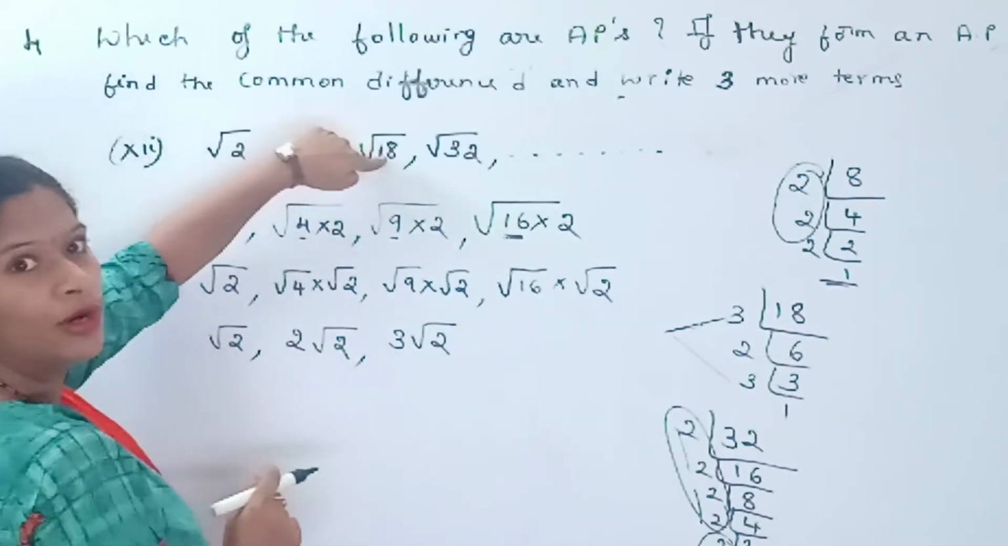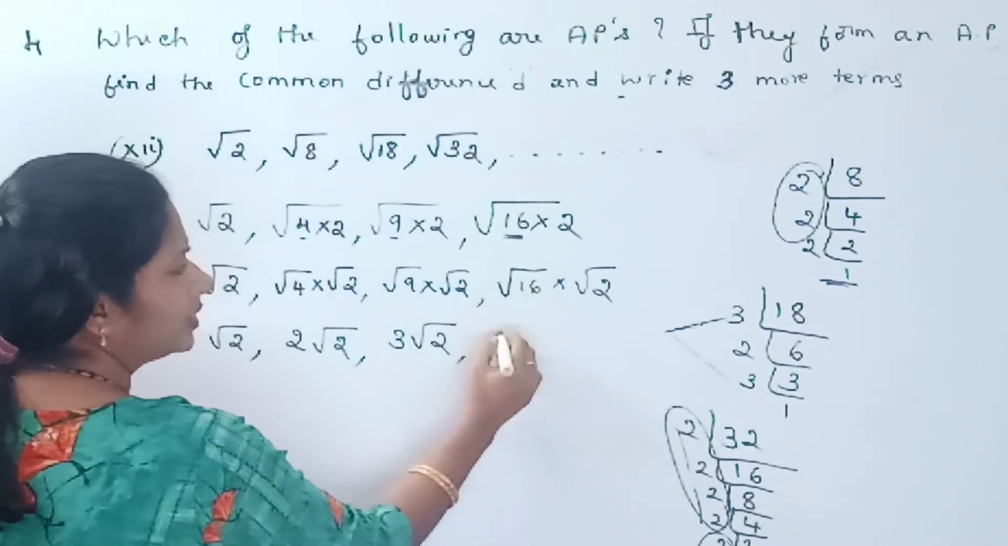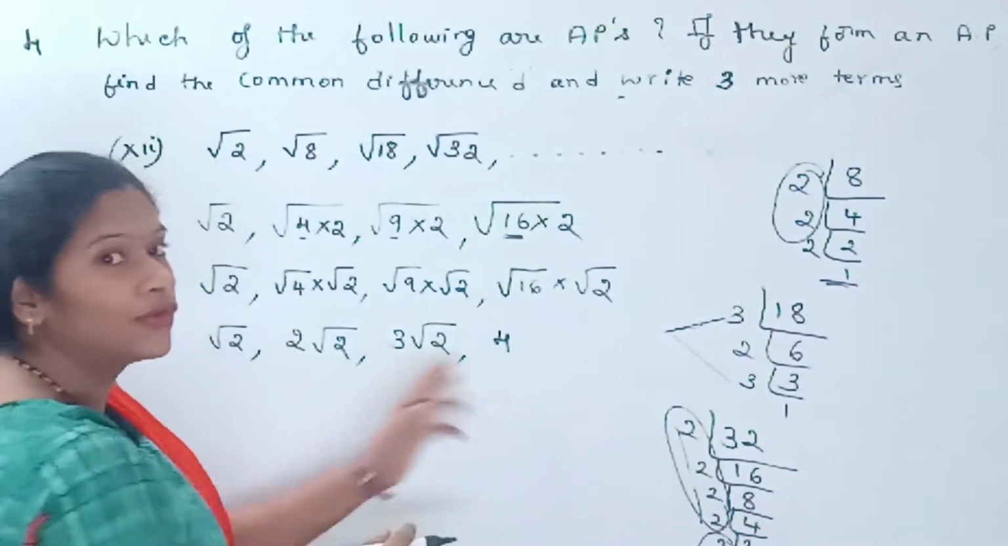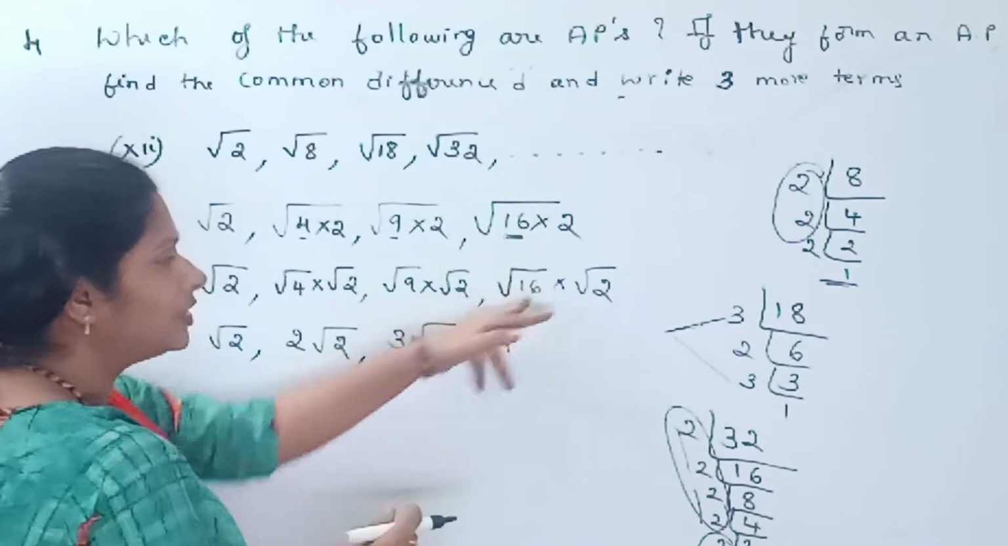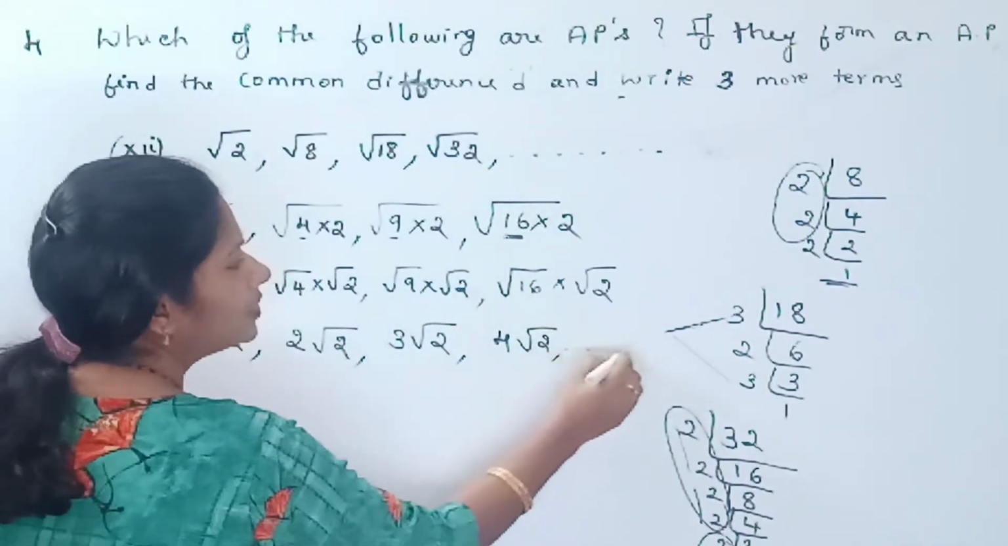The simplest form of root 18 is 3 root 2. Similarly, root 16 value is 4 because 4 times 4 is 16. Correct, no? Root 16 value is 4. So it is 4 root 2 and so on.